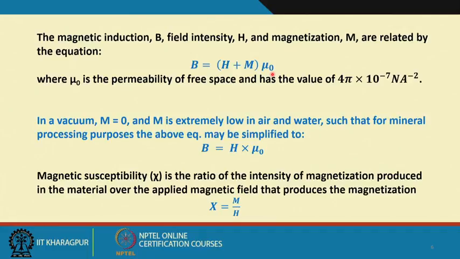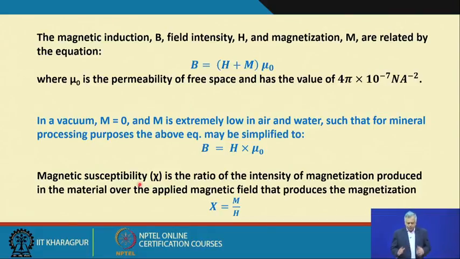Now, there is another parameter, it is called magnetic susceptibility. What is magnetic susceptibility? Magnetic susceptibility is the ratio of the intensity of magnetization produced in the material over the applied magnetic field that produces the magnetization. Let me repeat it. Magnetic susceptibility is the ratio of the intensity of magnetization produced in the material over the applied magnetic field that produces the magnetization. In terms of an equation, we can write it as chi equal to M by H.